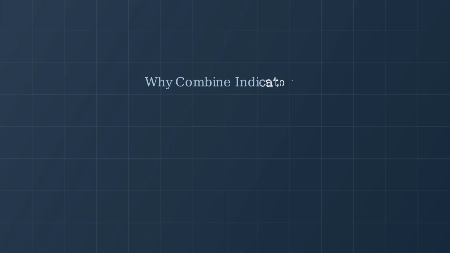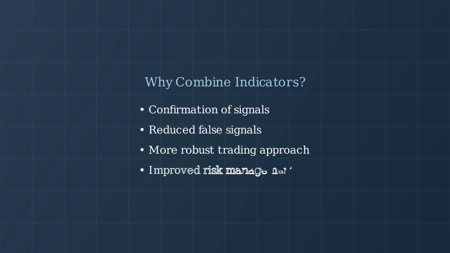Combining the price oscillator with other technical indicators can significantly improve your trading results. This approach provides several benefits: confirmation of signals, reduction of false signals, a more robust trading approach, and improved risk management.